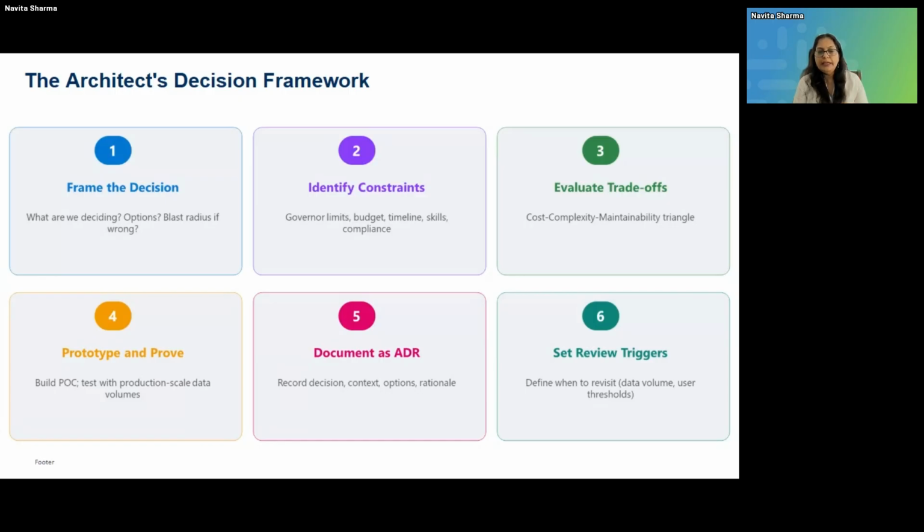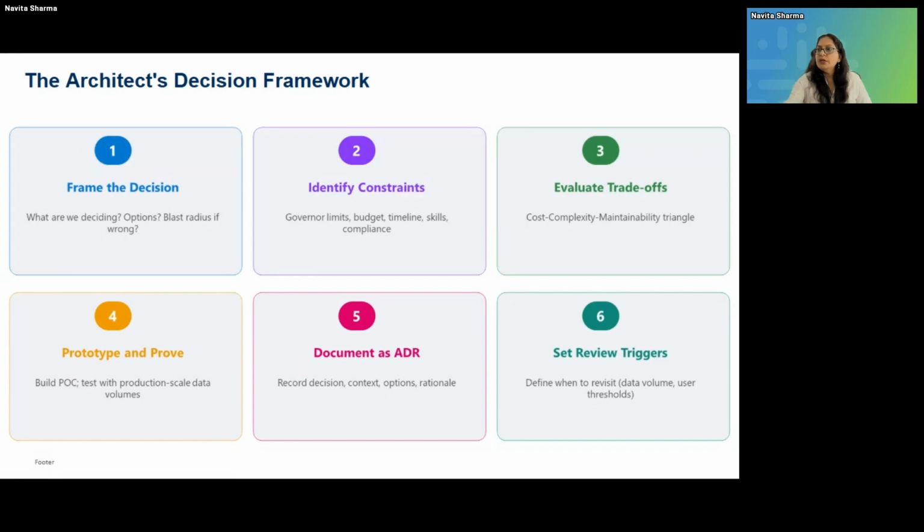And then we talk about trade-offs, right? Generally we evaluate a trade-off on three parameters: cost against the business value, the complexity, and the maintainability. Once we have defined this trade-off, then if it is something new which has never been done, we propose it as a prototype. Otherwise, if it is something you have done in 10 places, then not a problem at all. Then document it as an architecture decision reference. We will talk about this template. And after that, you set review triggers. Review triggers are primarily about when to come back to that decision again.